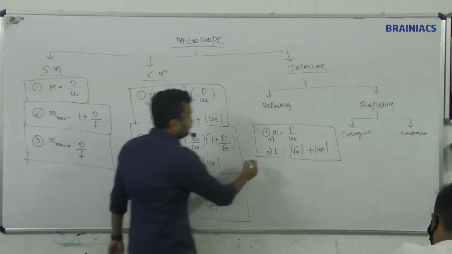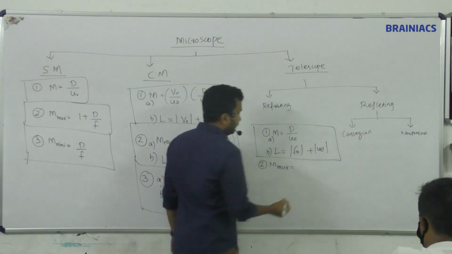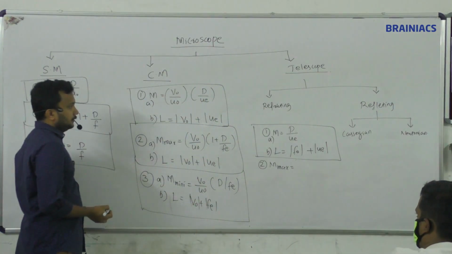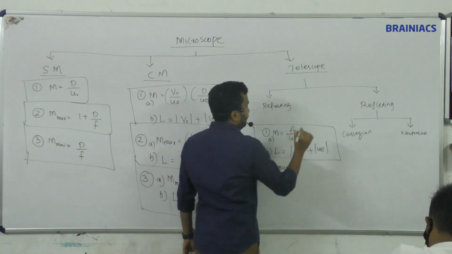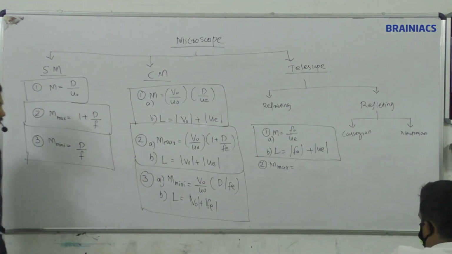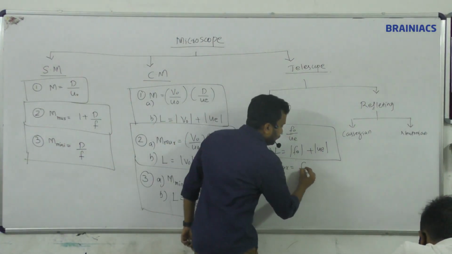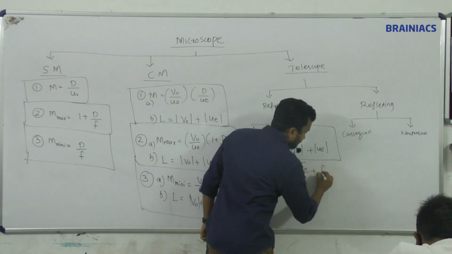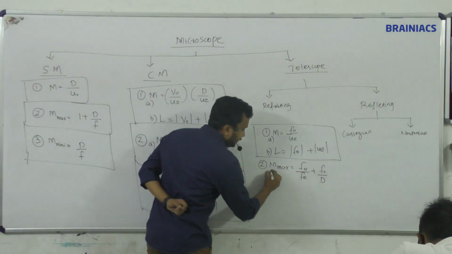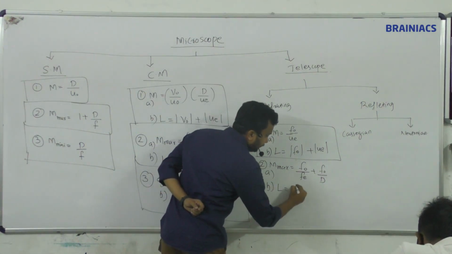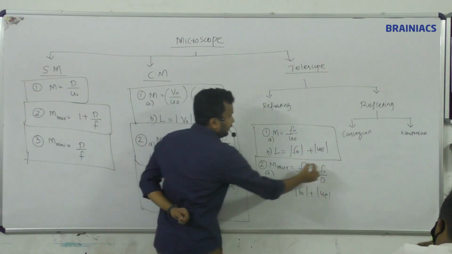Second part. M max equals f0 by fe plus f0 by D. Part A and part B. The length comes to f0 plus fe. Second part.